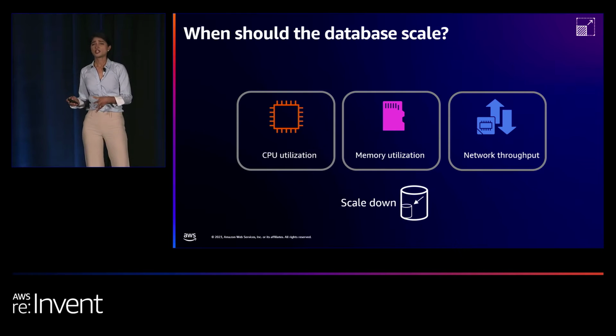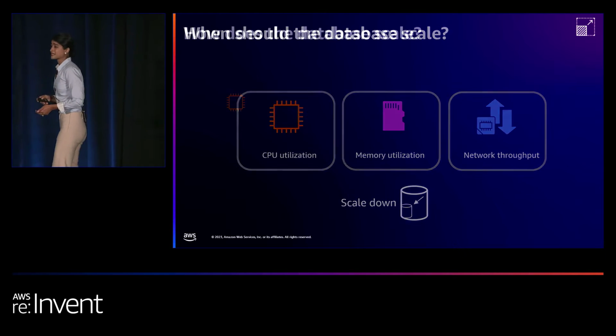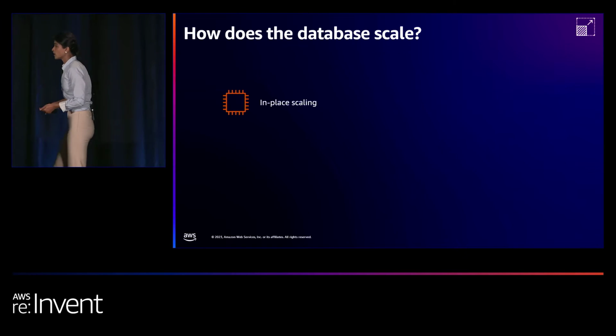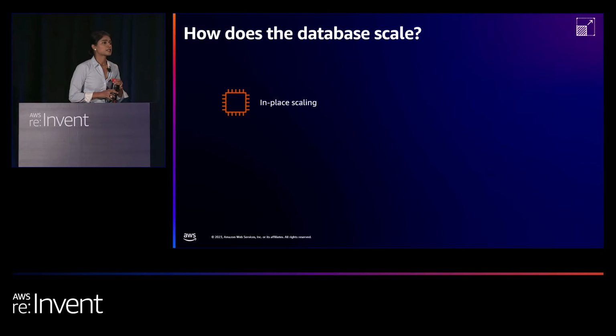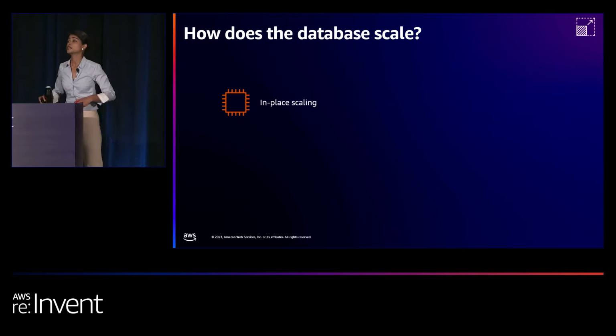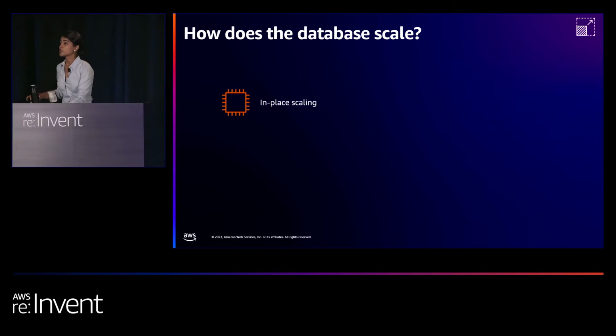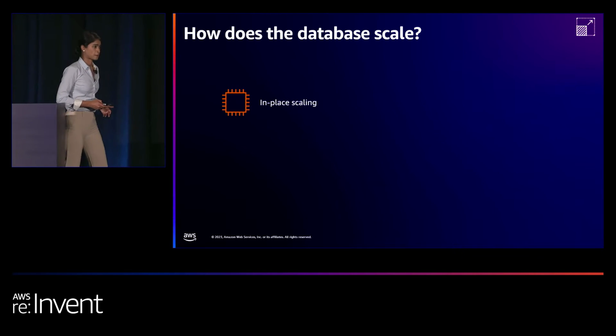Now, this is about the factors that we are looking at. How does the database actually scale? We scale by what we call in-place scaling. What we do is we take a running database process and we give it more resources. We give it more CPUs, more memory. So whatever the database requires, we give it those resources. And we scale in place.